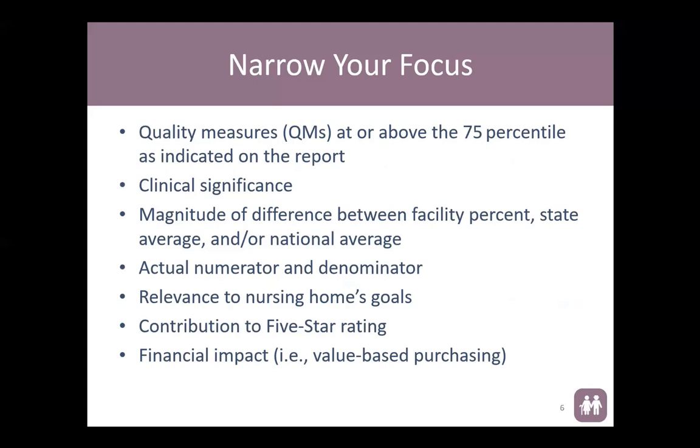You want to narrow your focus when you look at your quality measure report so that you have a better opportunity of identifying areas for improvement. You can look at the quality measures at or above the 75th percentile as indicated on the report. You could look at the clinical significance of the quality measure. You could look at the magnitude of difference between your facility percentage, the state average, and or the national average, your actual numerators and denominators. And in some cases, if your numerators are very small, even if it is flagging, it may not be something that is going to be amenable to a systems review and may need to be more of an individualized approach.